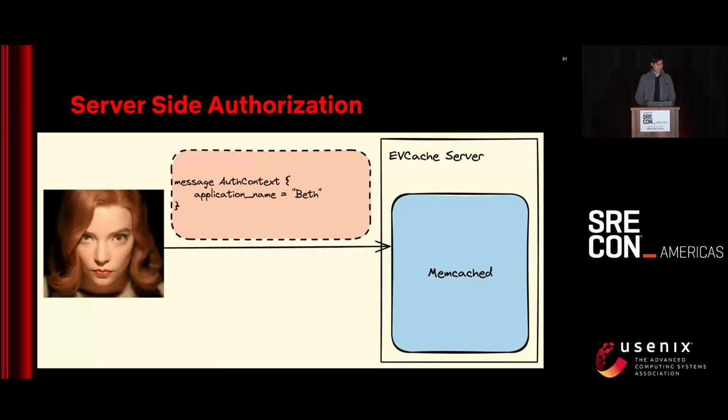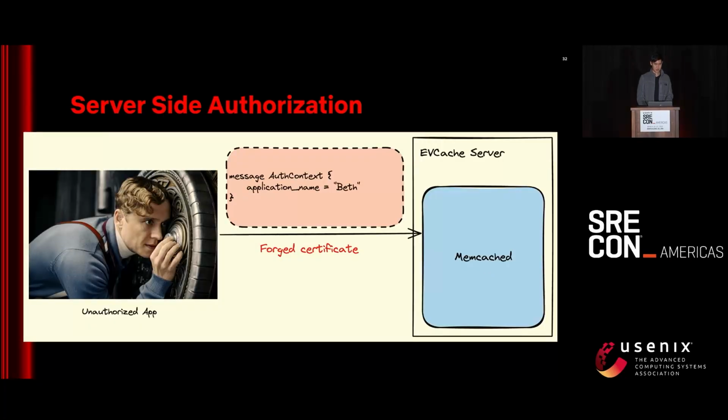Okay, so now Beth will send her certificate to the server and include her application name, and it will say Beth. So problem solved, right? Not quite. We have another unauthorized app here, and this app is trying to pretend to be Beth by changing certain fields of its certificate to claim that it is Beth. And Memcached, if it was not secure, would read this field and think that Beth is making this request, and then it would return sensitive information.